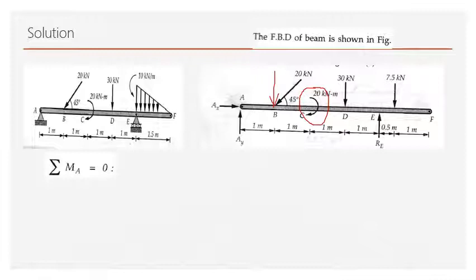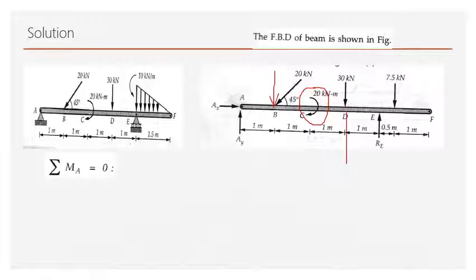It is already a moment and we are finding sigma M, meaning the summation of all the moments. So 20 sine 45 into 1 is the moment of the vertical component of the 20 kilonewton force. What is the moment of the 20 kilonewton meter? It is already the moment, so don't multiply it by the distance. Next is the 30 kilonewton force. It is at a distance of 1 plus 1 plus 1, 3 meter.